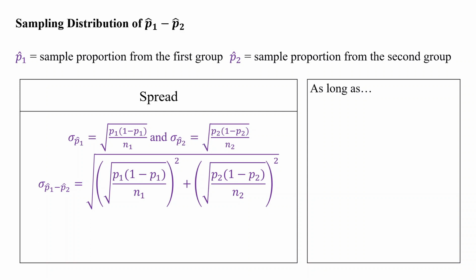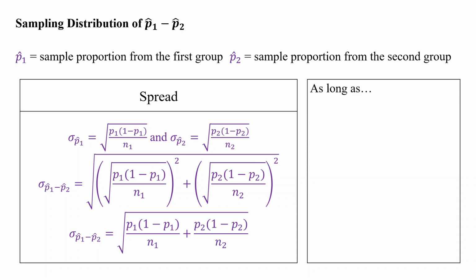Then we have just a little bit of algebra to simplify this formula. The square root and the square are going to undo each other right here. So what you end up getting is that big square root bar, and underneath you add those two: p1 times 1 minus p1 over n1 plus p2 times 1 minus p2 over n2. So, merging two ideas there, that's the formula for the standard deviation of the difference in sample proportions.